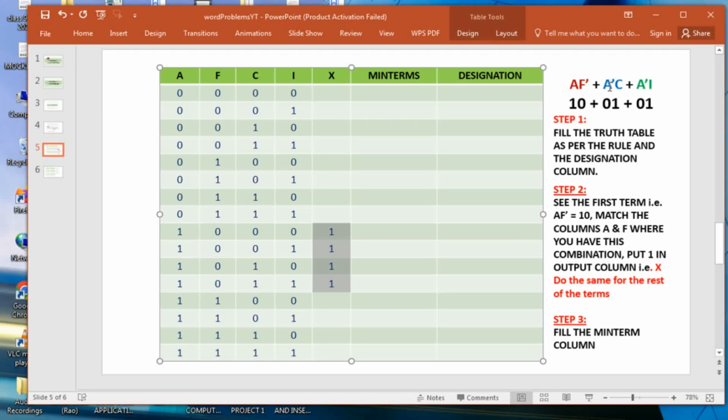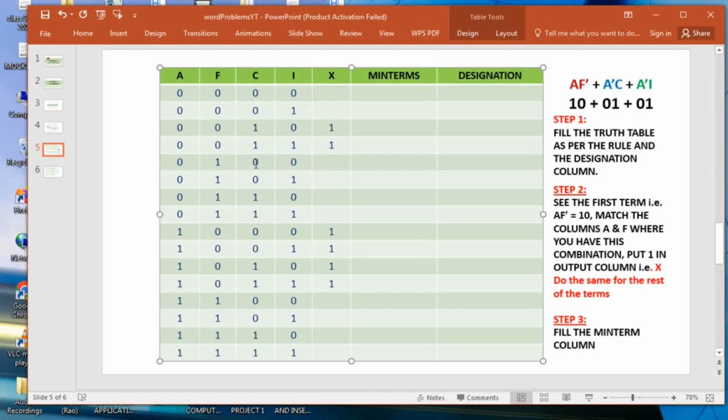Now you have to check A bar C, right? A bar means 0 and C means 1. You have to tally column A with column C, where you have 0 and 1. 0 and 1 you have here, so I'll put in the output column 1. Then 0 and 1 you have here.